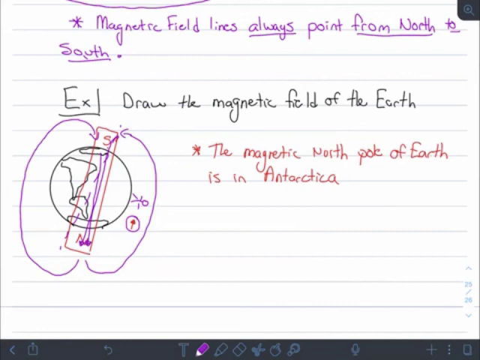So what things other than permanent magnets generate magnetic fields? It's electrons, by the way.